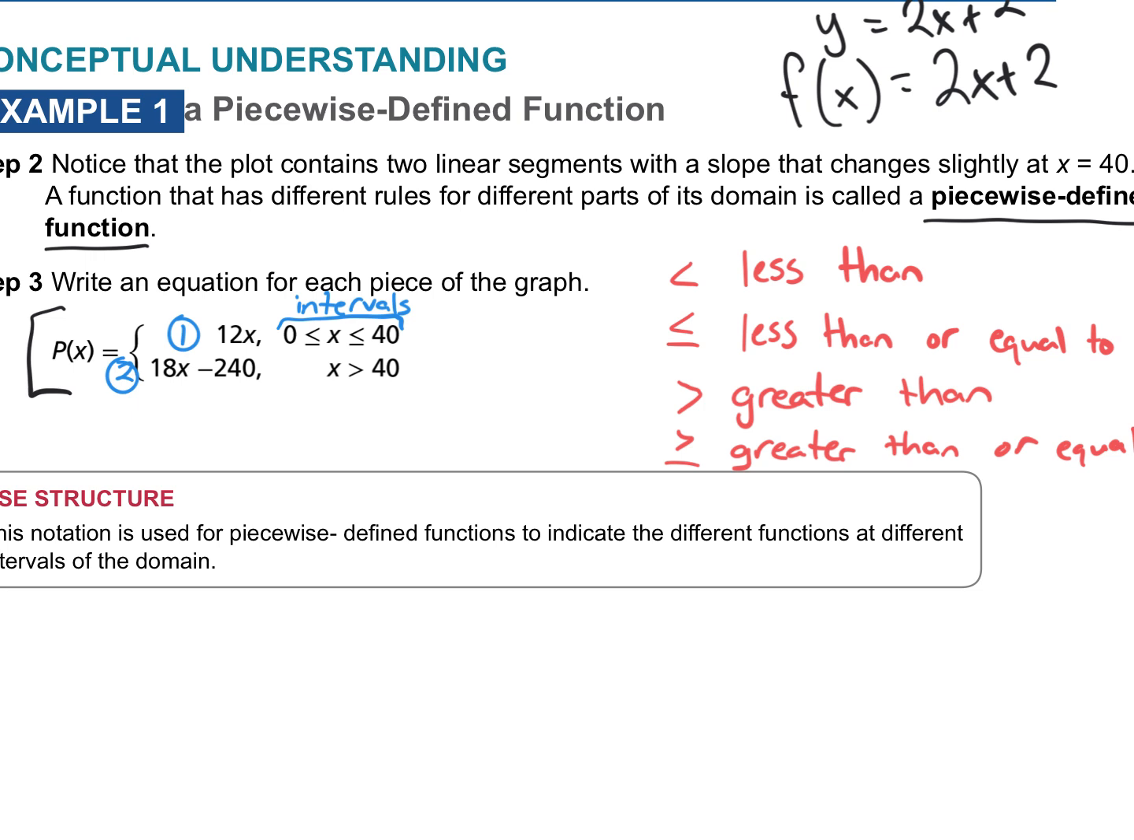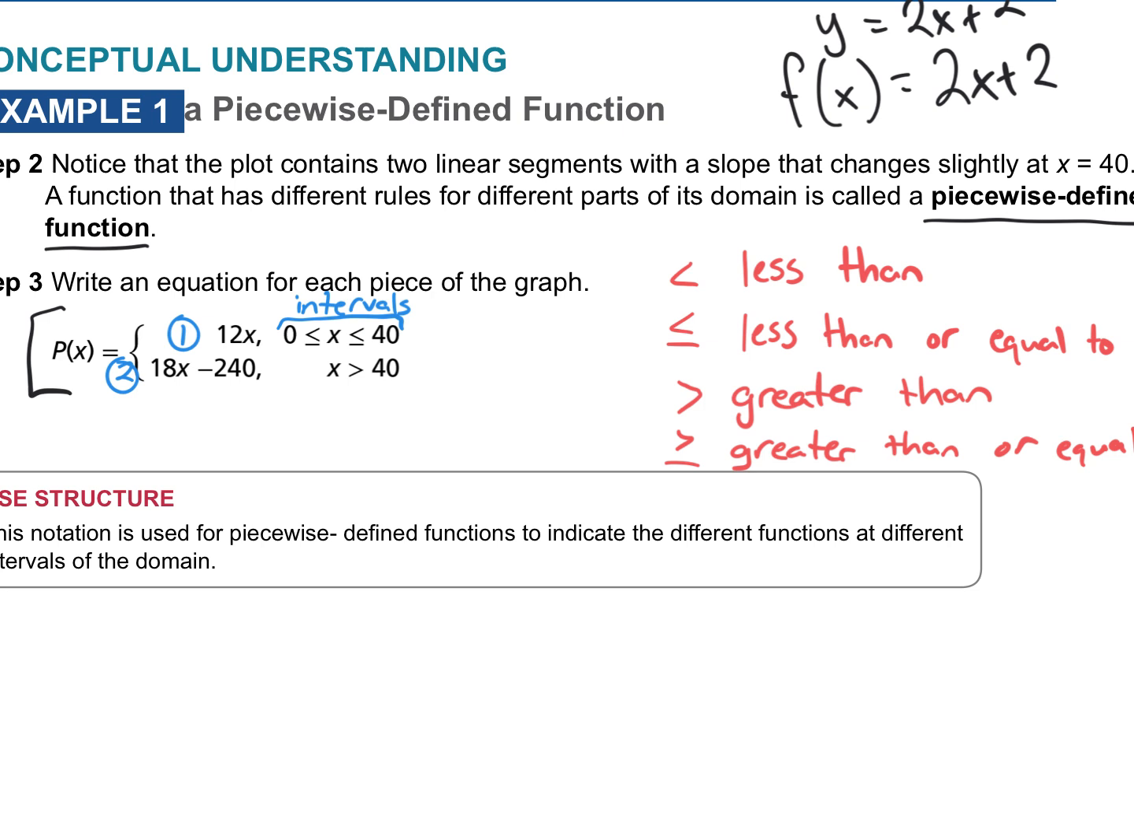All right, let's look at the intervals here. This interval is saying 0 is less than or equal to x, which is less than or equal to 40. What that's saying is x falls in between 0 and 40. Can 0 be in this interval? Yes. Why do you say yes? What does the sign tell me about it? It's less than or equal to, right? Since we have that equal to symbol, that means 0 is in it.